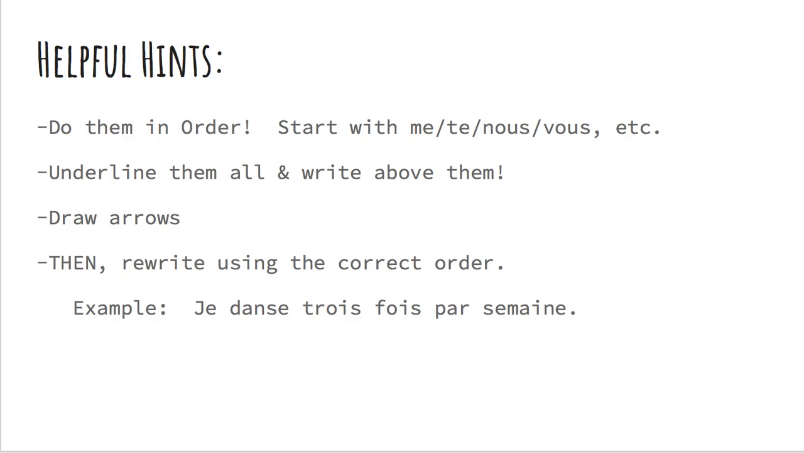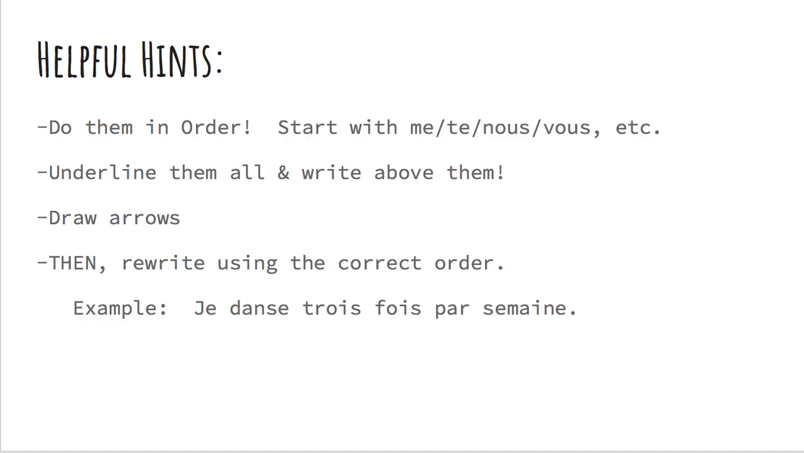Do them in order. So use your order chart. Start with moto, nu, and vu. Look for those. Then move on to lo, la, le, and so on and so forth. If I'm doing it on paper, I will underline and then write above. And here I underlined and then put in parentheses next to it what I was going to change it to. Then I almost always draw my arrows. So obviously it's hard to draw arrows on here, but draw my arrows to the verb. Where is it going to go? And then I rewrite in the correct order.